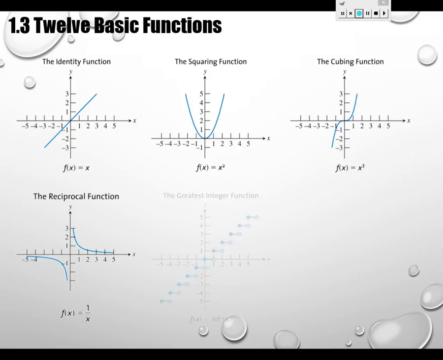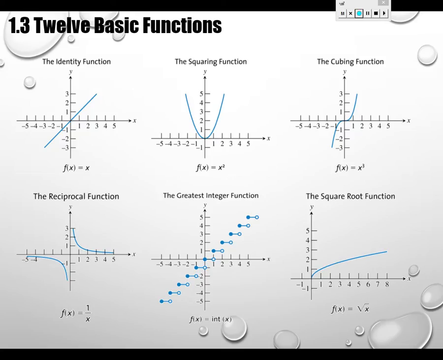This one I'm going to pause for a second and talk about because it's probably not very familiar to you. This last one is. So let's stop and talk about the greatest integer function for a second, and then I'll show you the next six too, the 12 basic functions.